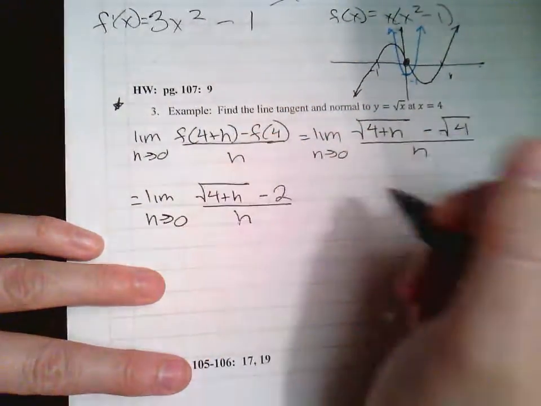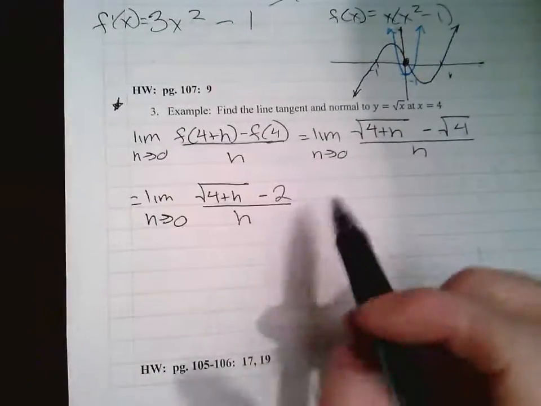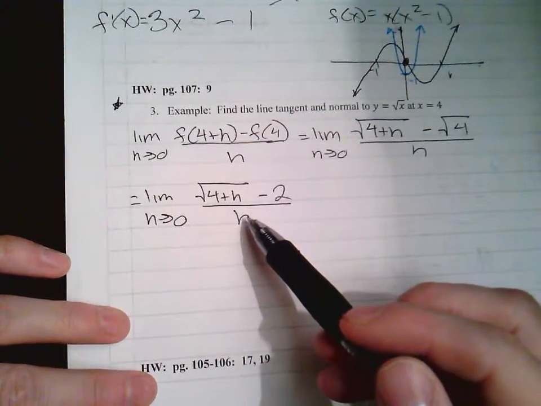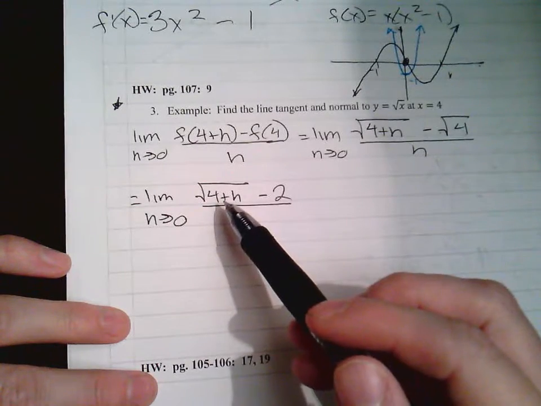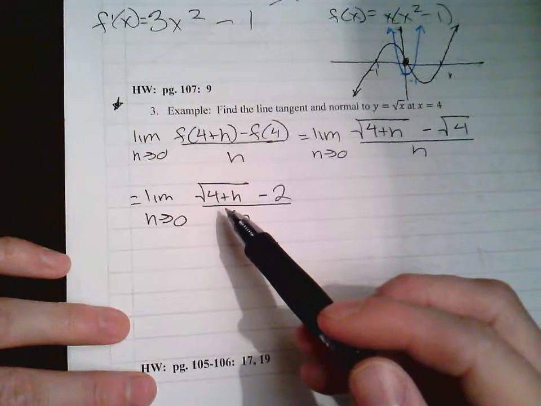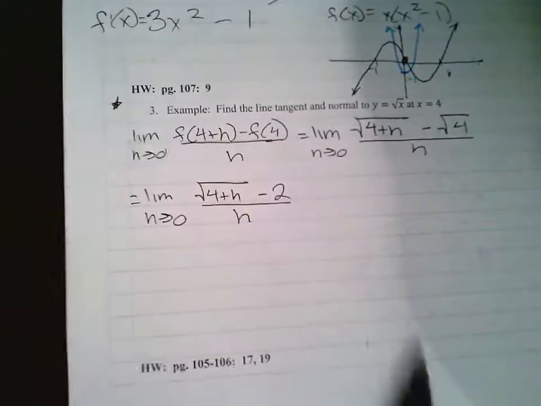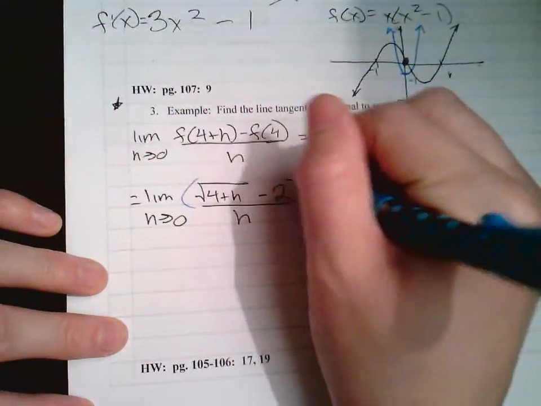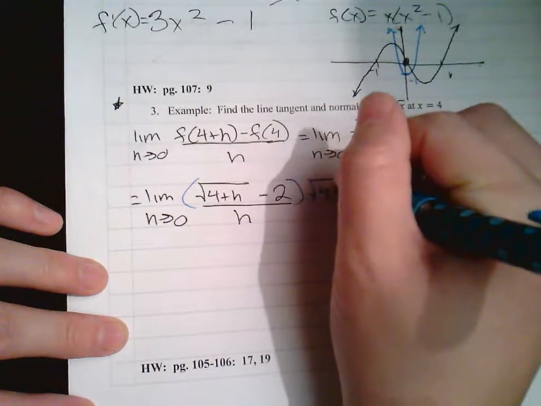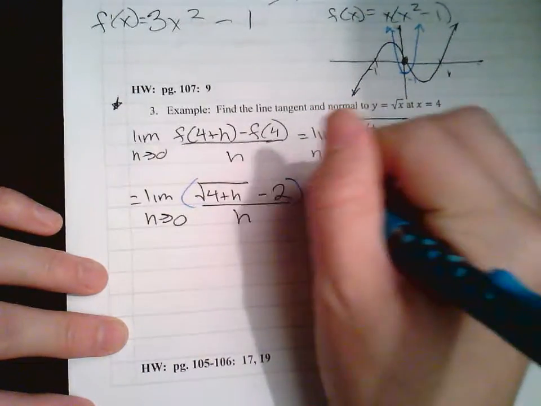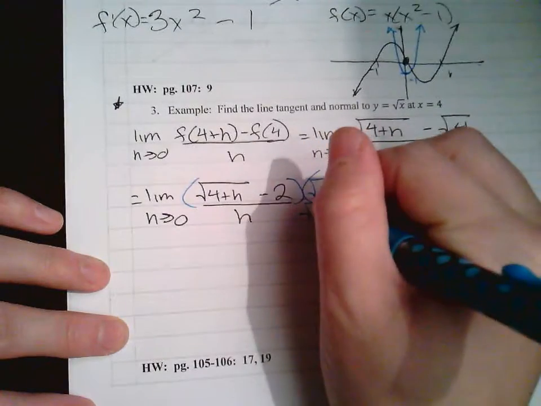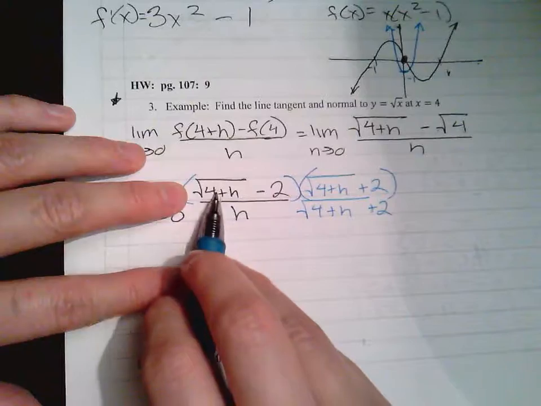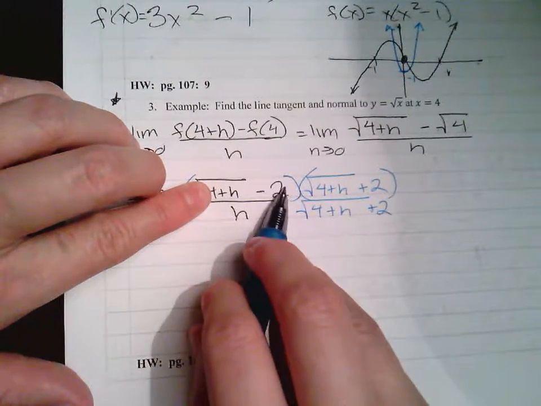Okay, well now what? Now you're stuck. You can't go ahead and put that in here because you're going to get a 0. So what you're going to do is multiply by the conjugate. So the conjugate is going to be the square root of 4 plus h plus 2. Okay, now if you see, this is a difference of squares. This is a minus b times a plus b.